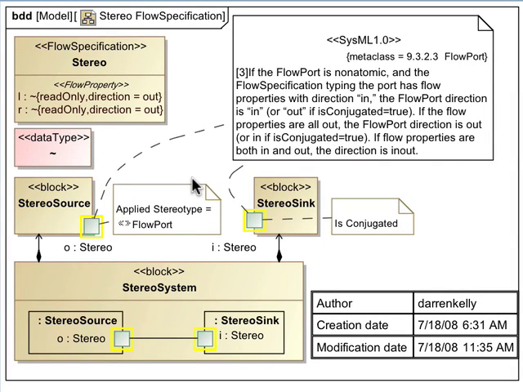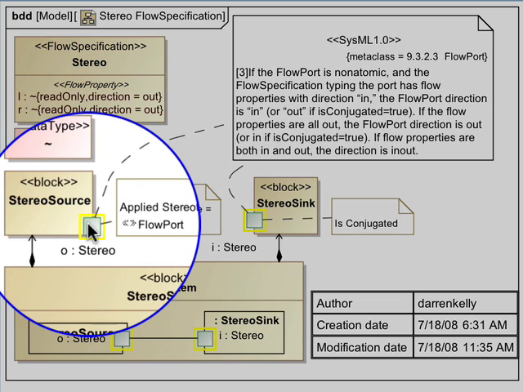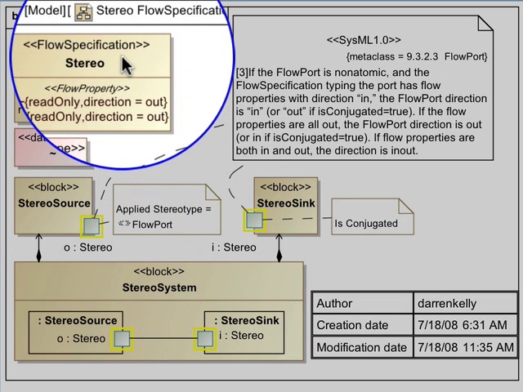In this tutorial, we'll be examining the active validation suite for the MagicDraw SysML plugin. We'll be examining a broken constraint for a flow port typed by a flow specification.